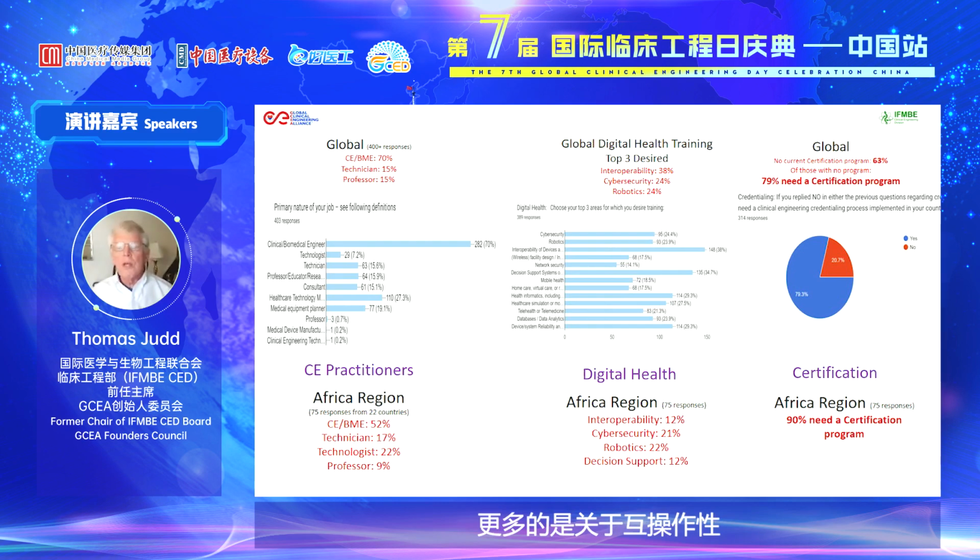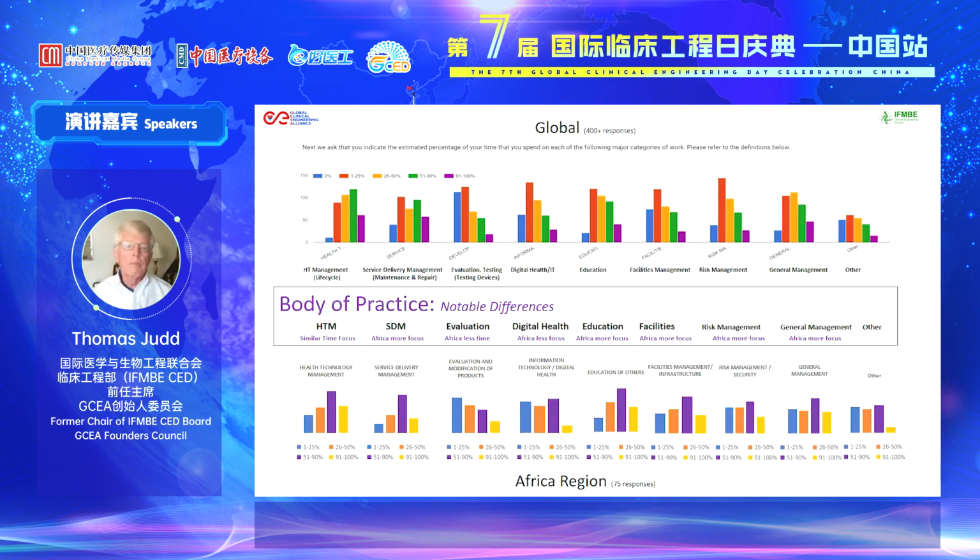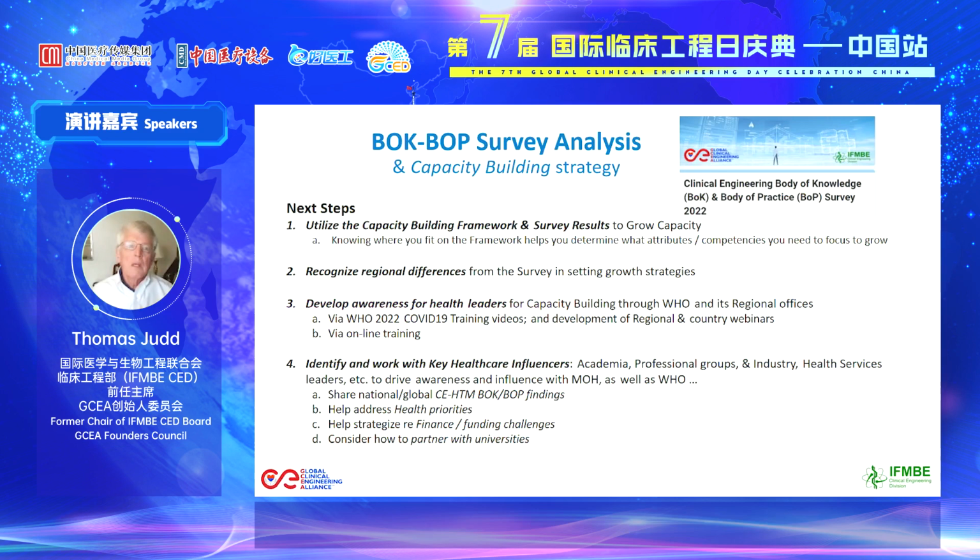We have more to say today about interoperability and cybersecurity and robotics. Those are the top issues around the world. Not that different in Africa. And globally, so many people say they need certification. In Africa, particularly true. And here's a lot of data. This is really too busy, but it allows you, by competency, to break down the differences.